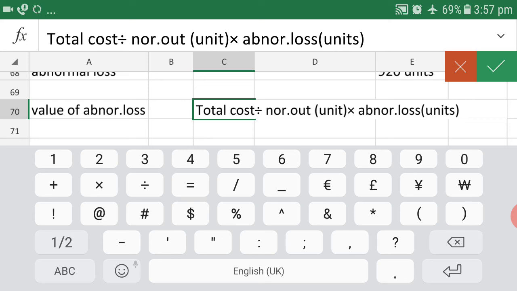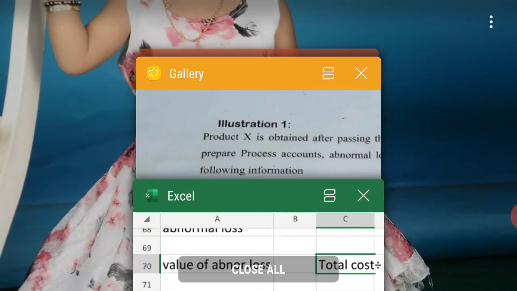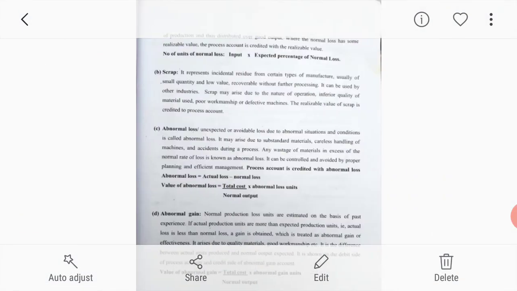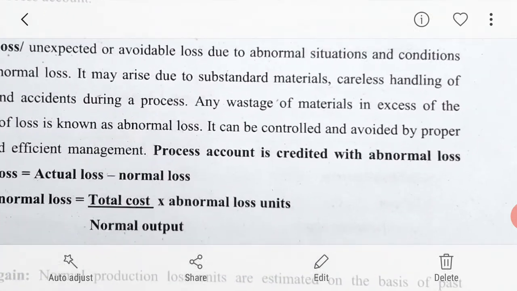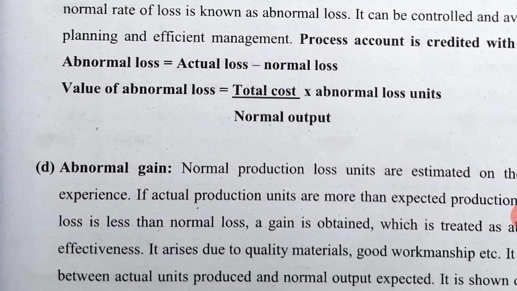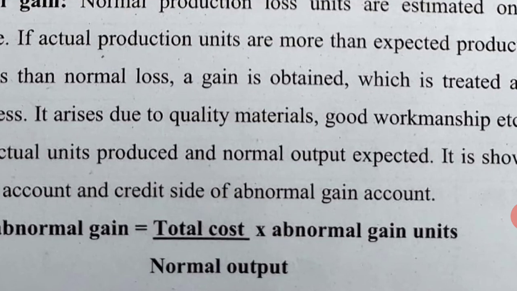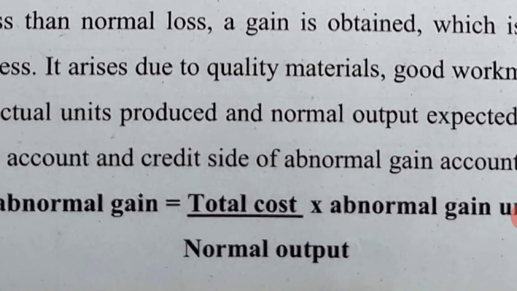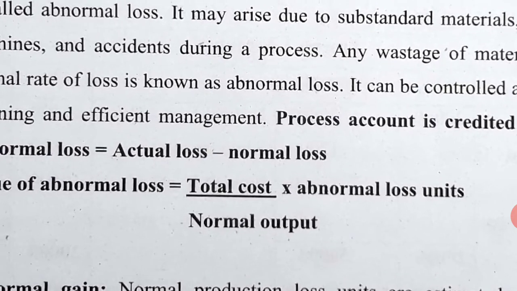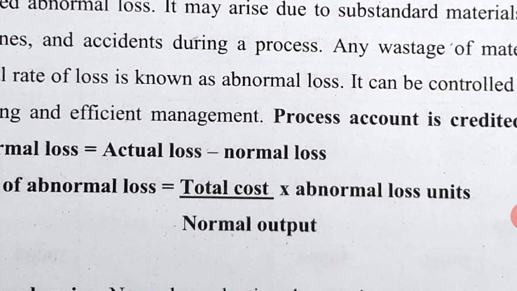Okay, I will show you the equations once more. You see the abnormal loss equation. Let's look at the abnormal gain equation too. This is the equation of abnormal gain. Then abnormal loss, this is the equation of abnormal loss: total cost divided by normal output in units, into abnormal loss in units.